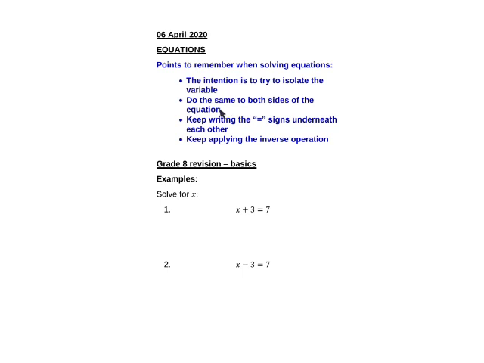So you always undo what's being done to x, and so what you do on the one side, you do on the other side. Okay, do the same to both sides of the equation. Keep writing the equal signs underneath each other, as you're going to see that I'm doing every time, and you keep applying the inverse operation until x is 1x, all on its own, in other words.